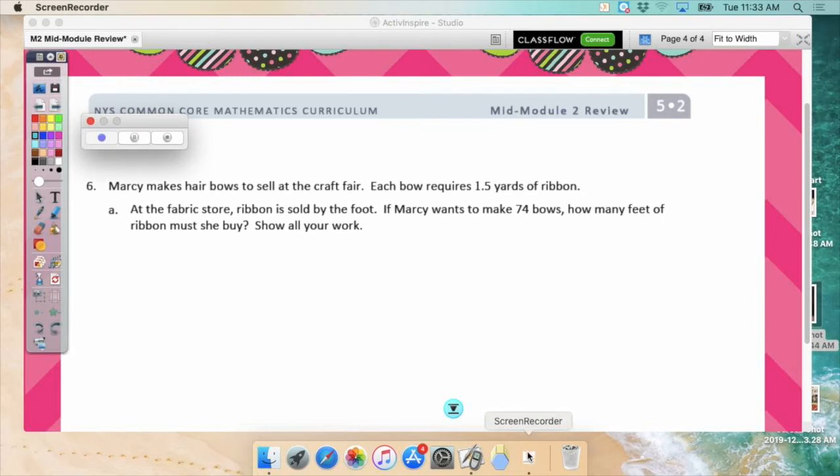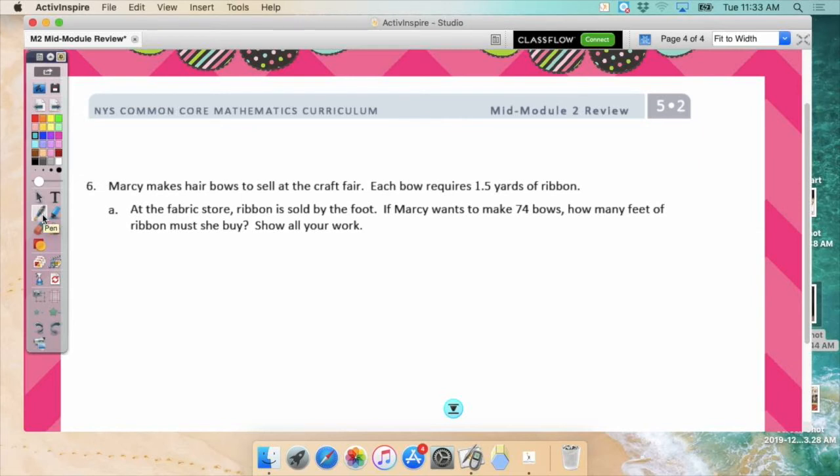Yeah, I am. Okay. So Marcy makes hair bows to sell at the craft fair. Marcy might be a kid or it might be a grown-up. Each bow requires 1.5 yards of ribbon. Okay? That's pretty important. So each bow is 1.5 yards. At the fabric store, ribbon is sold by the foot. Of course. If Marcy wants to make 74 bows, how many feet of ribbon must she buy? Show all your work. Okay, so there are several things we need to talk about.